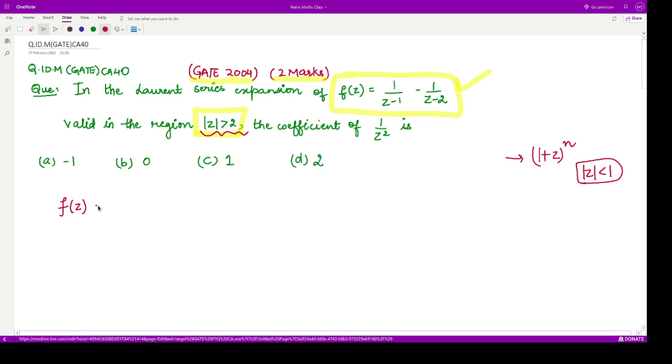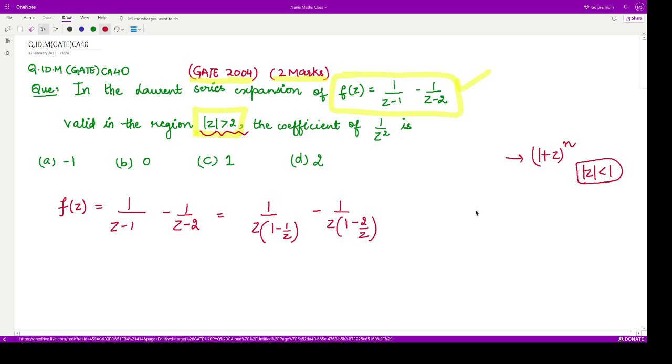So we are given f of z to be 1 upon z minus 1 minus 1 upon z minus 2. So here, if from the first term I take z common in the denominator, I would be having 1 minus 1 upon z, and similarly if I take z common from the denominator in the second term, I would be having 1 minus 2 upon z.